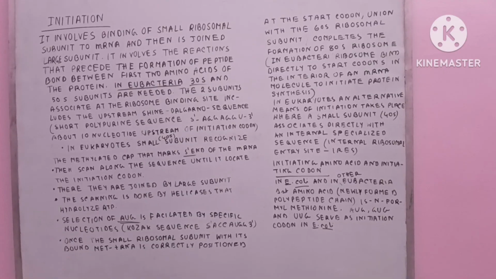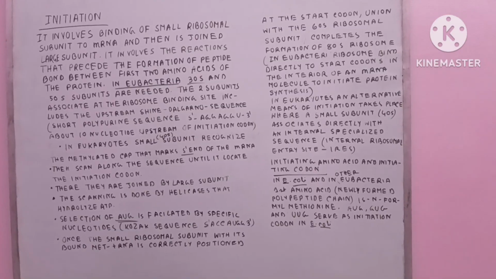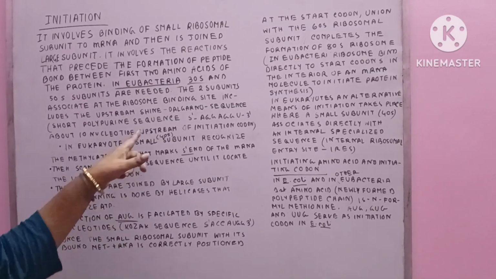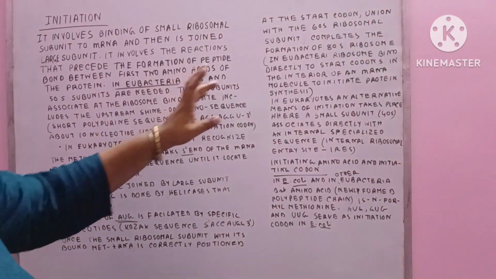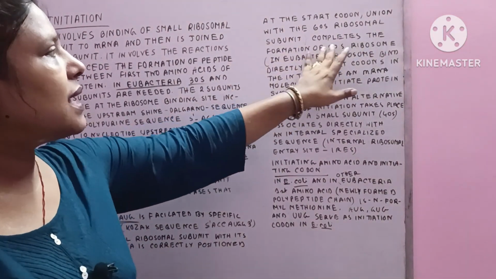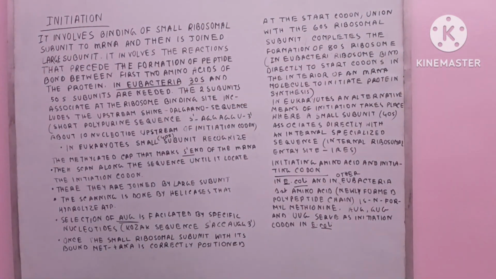Okay, so this is the 40S subunit. No, not 30S, this is the 40S subunit. Here in the eukaryotes, the small subunit is the 40S.